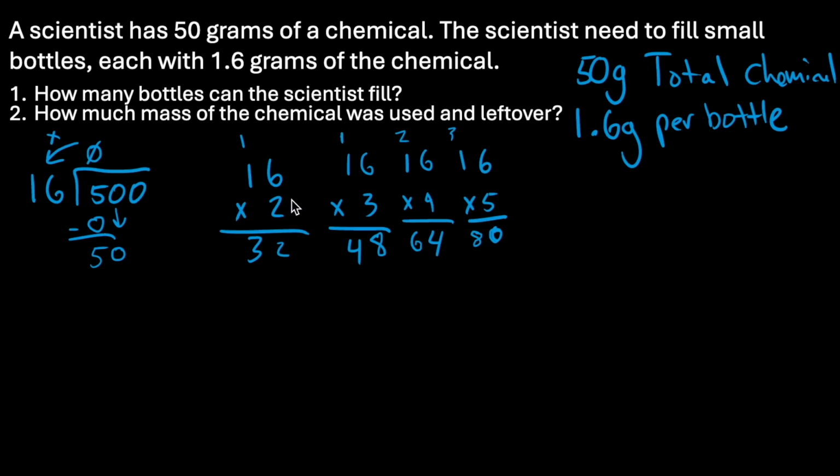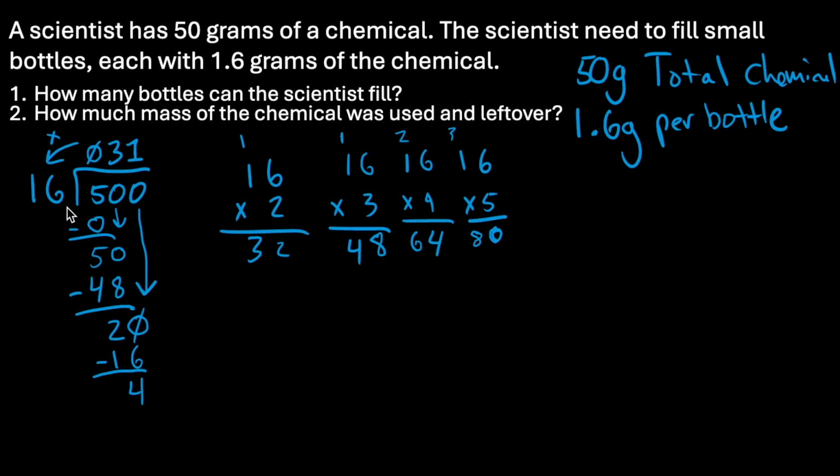Perfect. So 3 we can use because 48 is closest to 50, so we'll write 3 here. 3 times 16 is 48. Now we subtract 50 minus 48. That's 2. Then we bring down the 0. Now we have 20. How many times can 16 fit into 20? 1 time. And 1 times 16 is 16. And 20 minus 16 is 4.